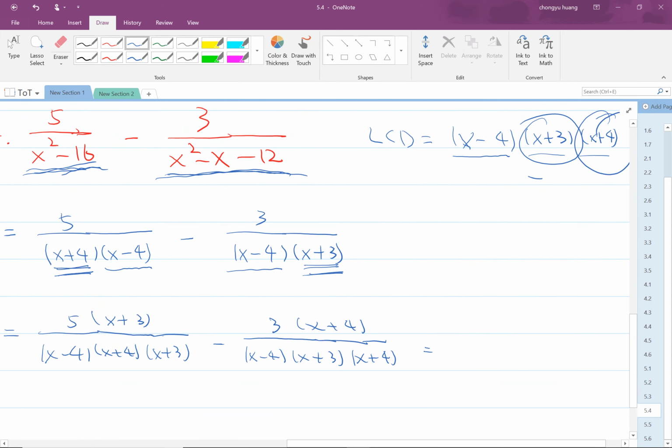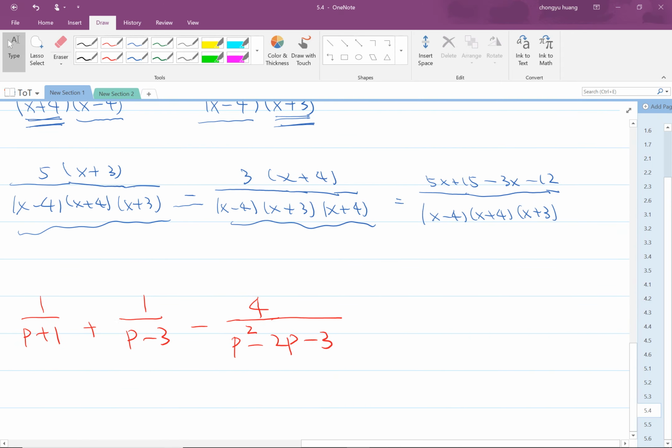Okay, so now we are actually able to simplify a little bit more. Now you can see we have the same common denominator, right? Which means we are able to apply the property. So you basically write it down, and then you simplify the numerator: 5x plus 15 minus 3x minus 12, right?